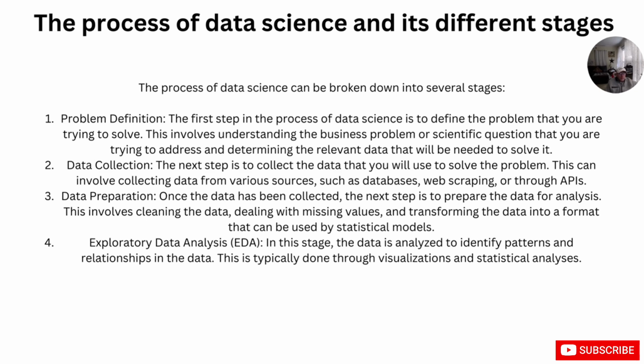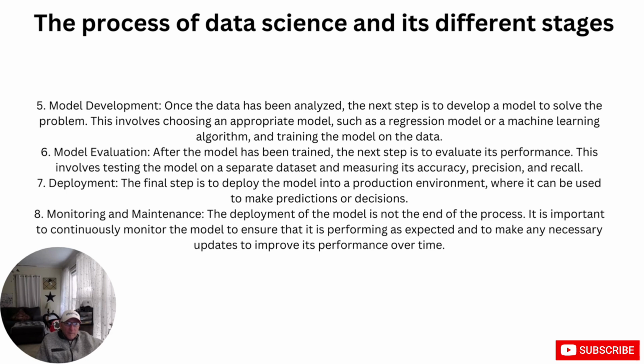Number four, exploratory data analysis, EDA. In this stage, the data is analyzed to identify patterns and relationships in the data. This is typically done through visualizations and statistical analysis. Number five, model development. Once the data has been analyzed, the next step is to develop a model to solve the problem. This involves choosing an appropriate model, such as a regression model or machine learning algorithm, and training the model on the data.